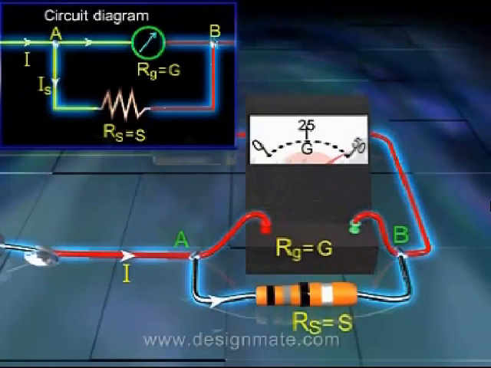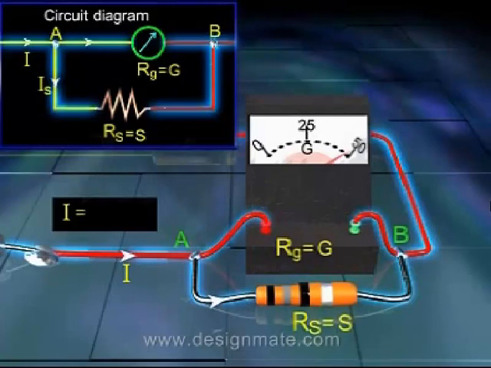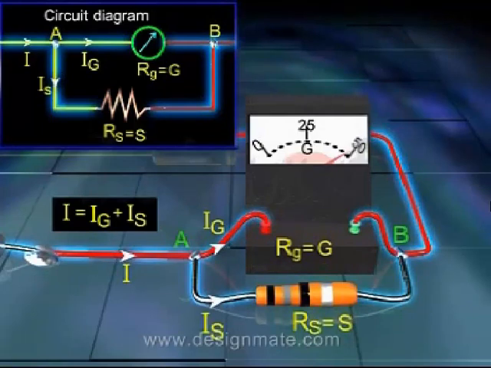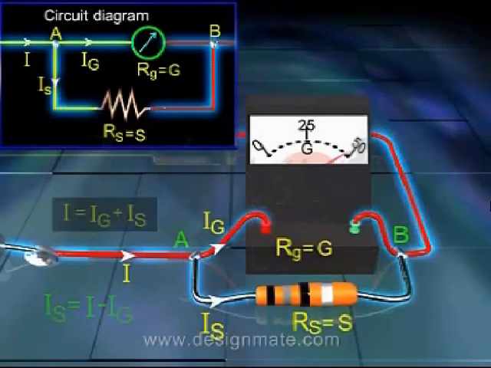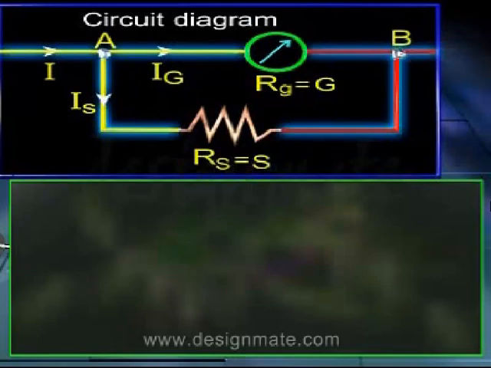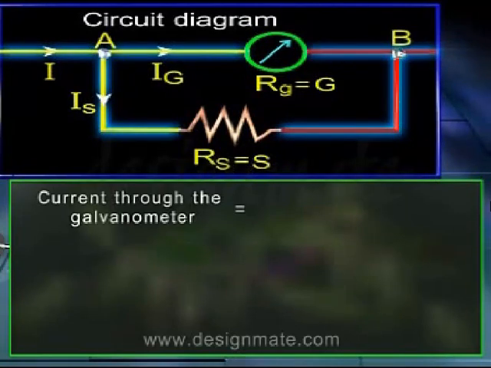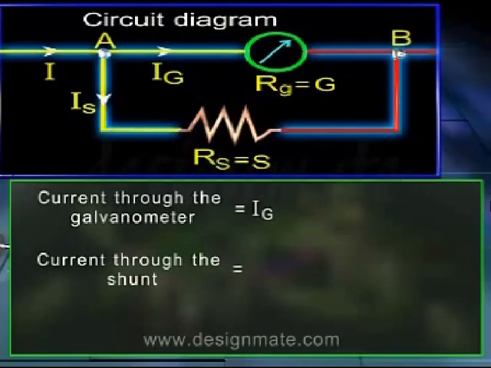So, the value of S must be such that the current I divides in such a way that a current Ig flows through the galvanometer and a current Is flows through the shunt, where Is is equal to I minus Ig. The current through the galvanometer is equal to Ig. Current through the shunt is equal to Is.